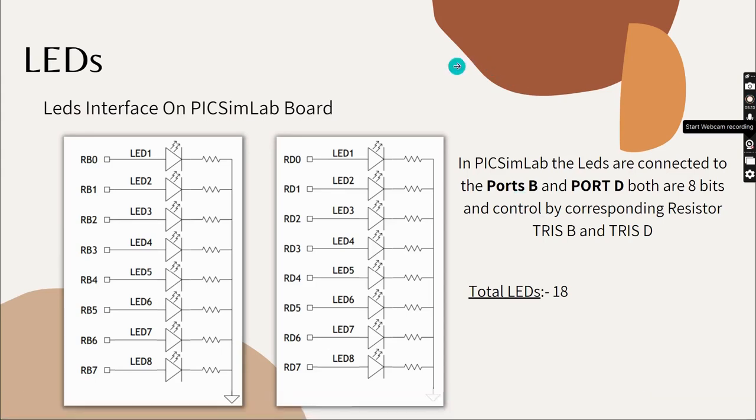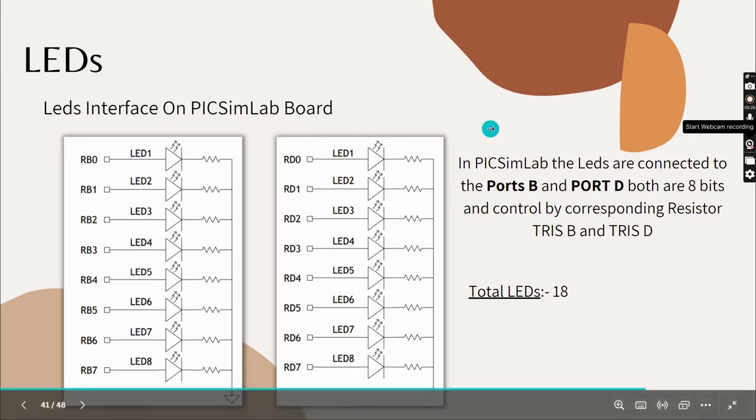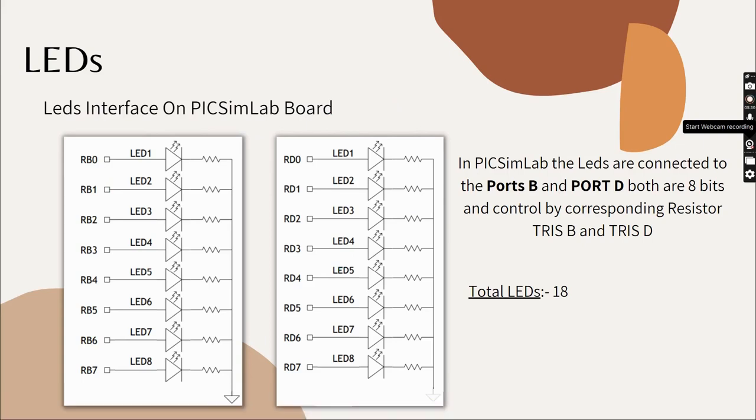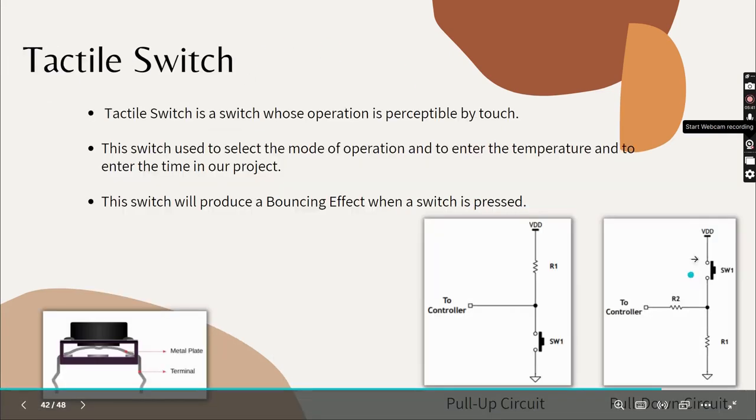And this is the LED interface on a PIC-SimLab board. In the PIC-SimLab board, all the LEDs are connected to port B and port D. There are a total of 16 LEDs, 8 in port B and 8 in port D. For use of these LEDs, we use a corresponding resistor, with the paths labeled trace B and trace D. We will check the connection of the LEDs further.